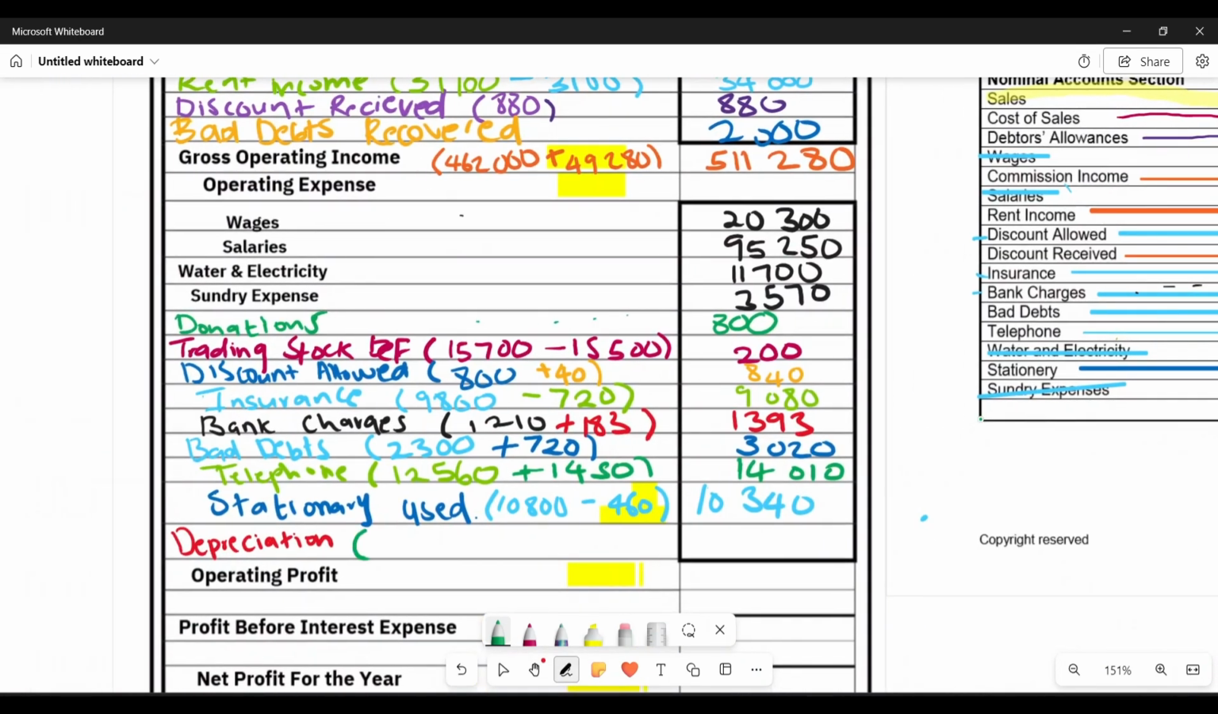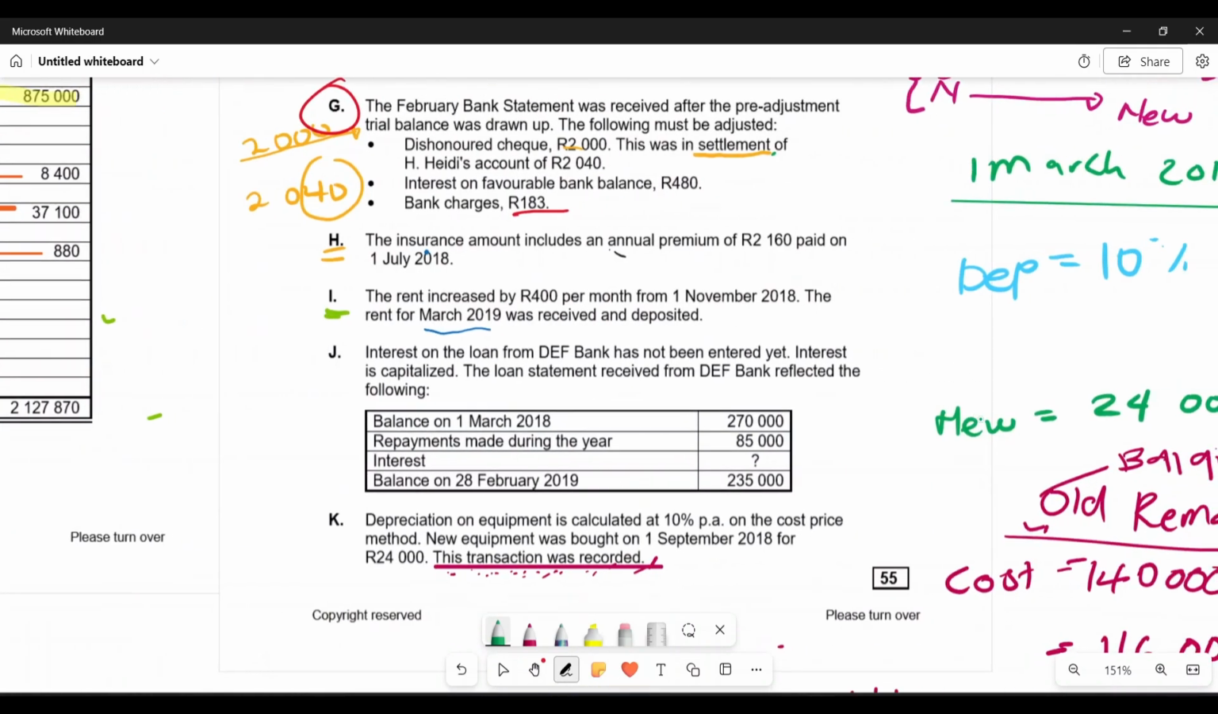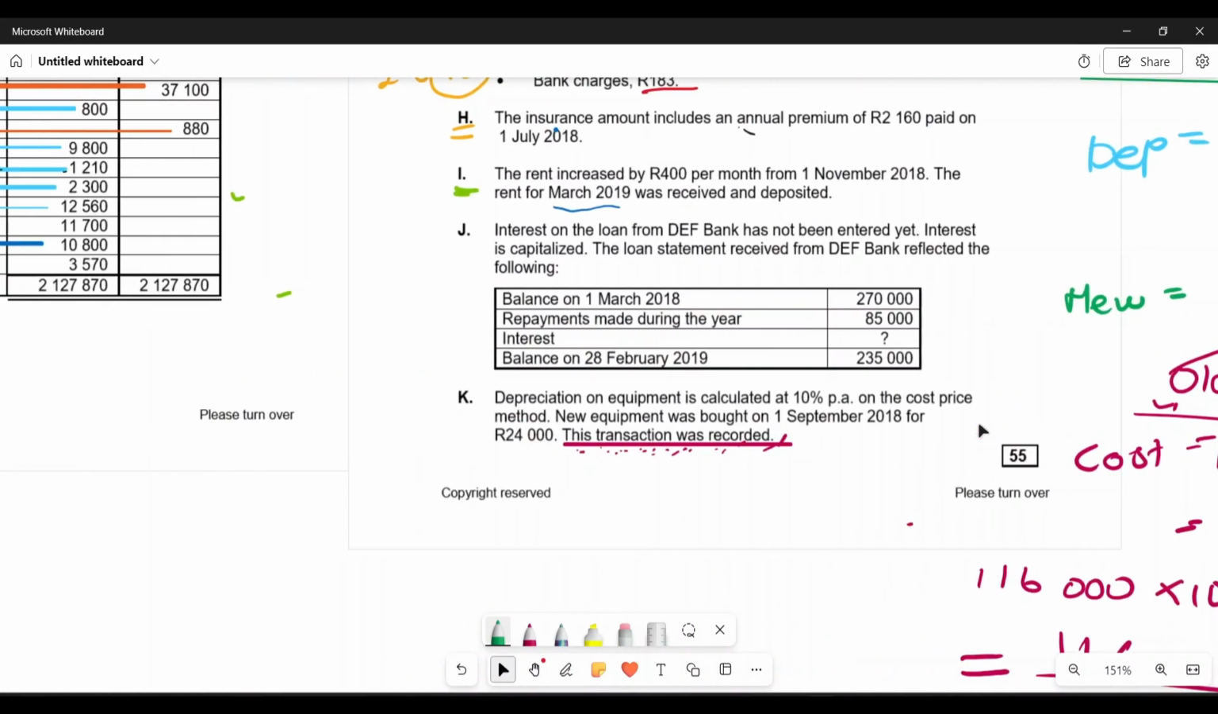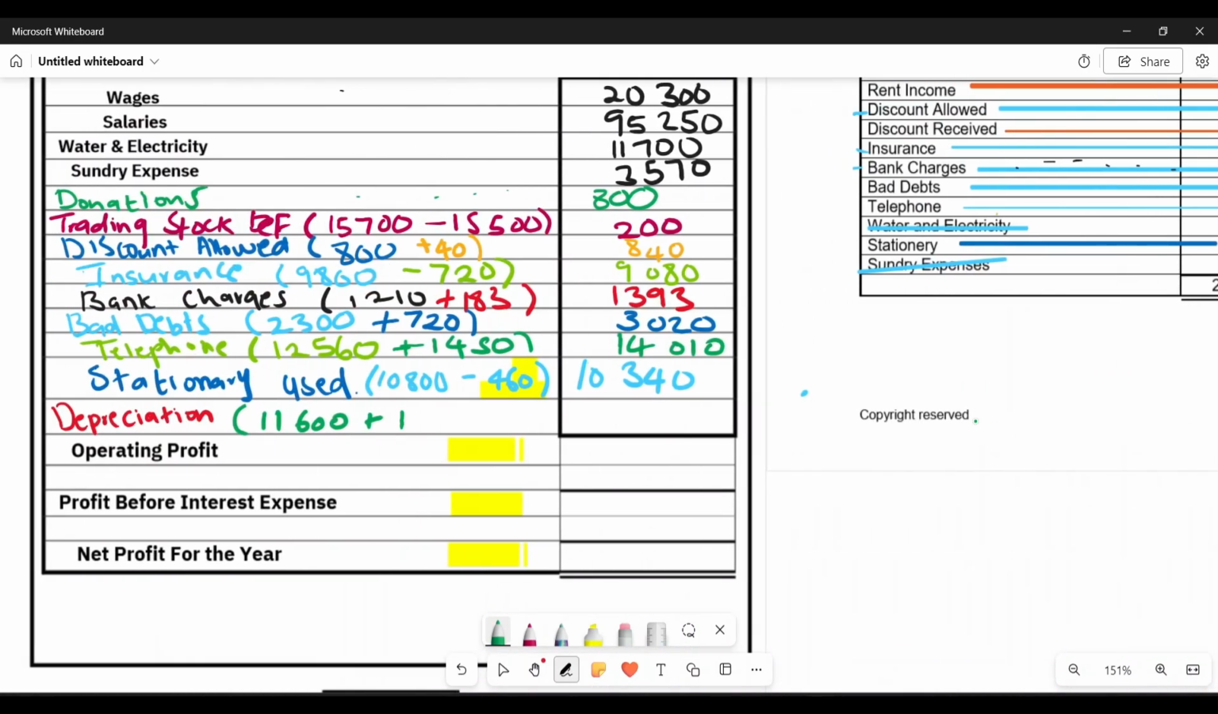So here I have 11,600, which is for my old, plus the depreciation for my new, which I've calculated as 1.2. And now as a result, adding these two amounts, my depreciation for the year will be equal to 12,800. Now I'm done with all my expenses.